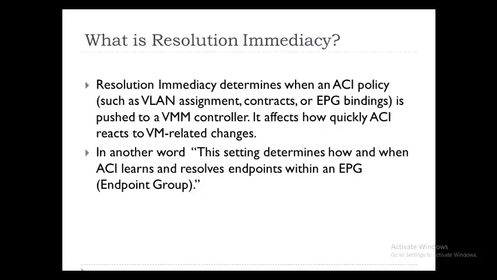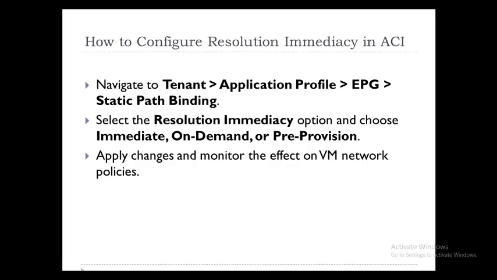Right? So this chapter is about VMM integration. The previous chapter was about layer 2 and layer 3 out, external network connectivity in ACI.